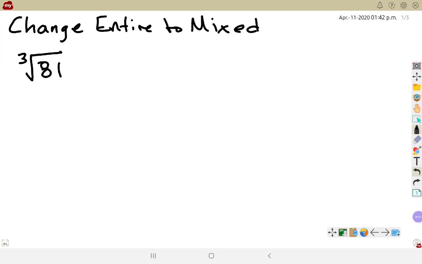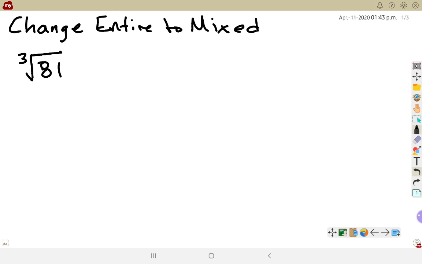Alright guys, we're going to continue to work with radicals. In the previous video we were always working with square roots, so our index was always 2. But the whole process for entire and mixed radicals works regardless of what the index is. We just have to make sure that we are finding perfect roots of that given index.